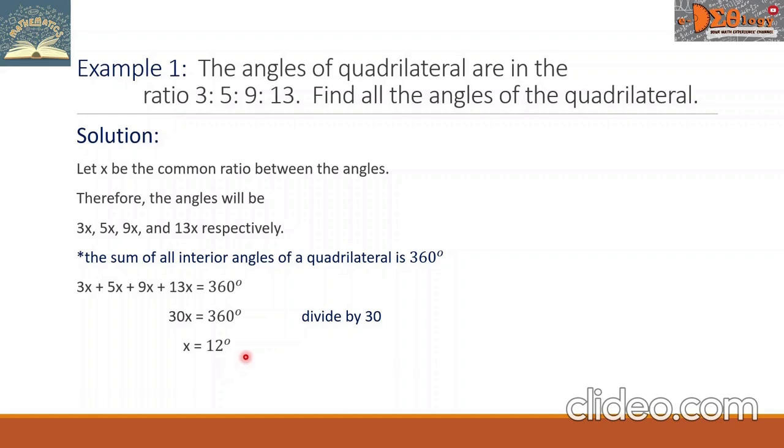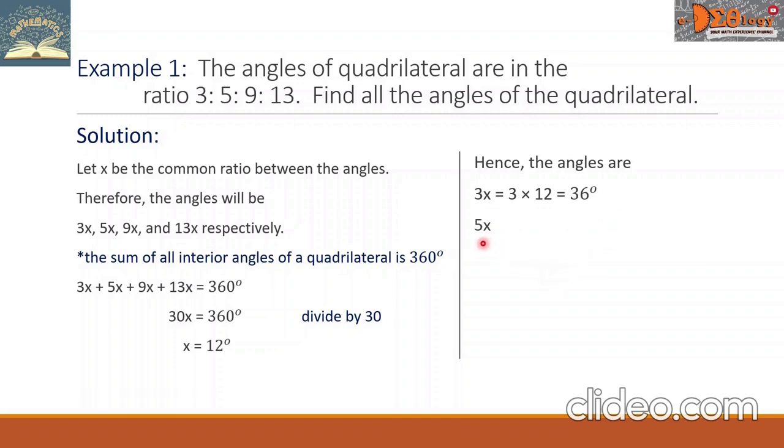Let us now compute for the angles. Let's begin with the first, and that is 3x. This x we derived as 12 degrees, so we have 3 times 12. So the first angle is 36 degrees.